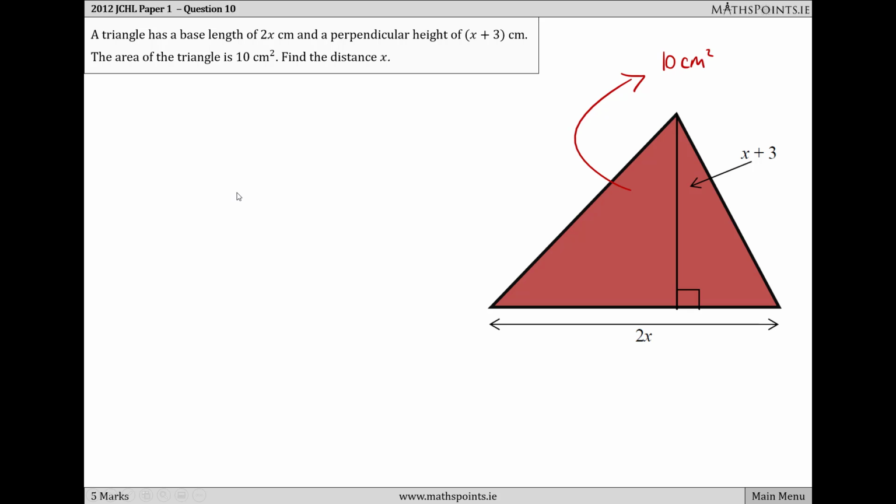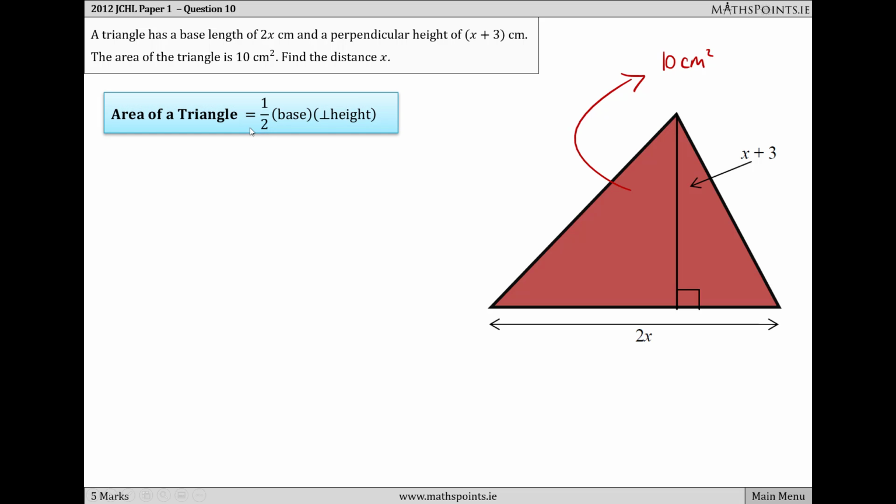So what we're going to do is set up an equation in x for the area of a triangle and let it equal 10. The formula for the area of a triangle is half the base multiplied by the perpendicular height. And so we have that half the base by the perpendicular height is equal to 10. So we'll fill in for the base and the height. We have half, the base in this question is 2x, and the perpendicular height is x plus 3, is equal to 10.